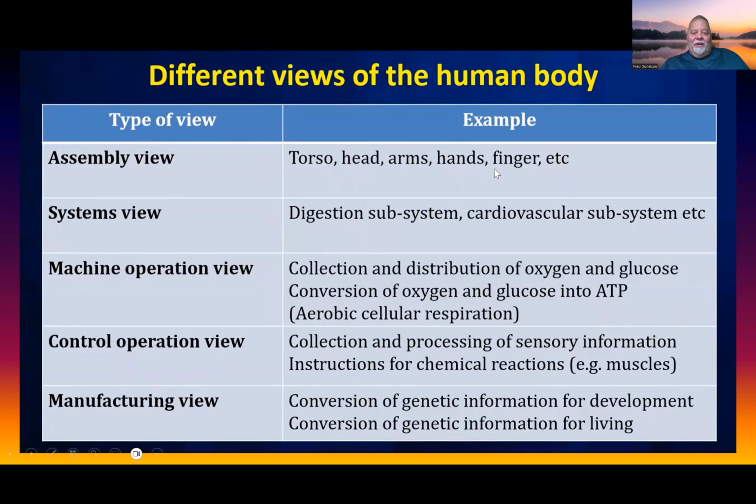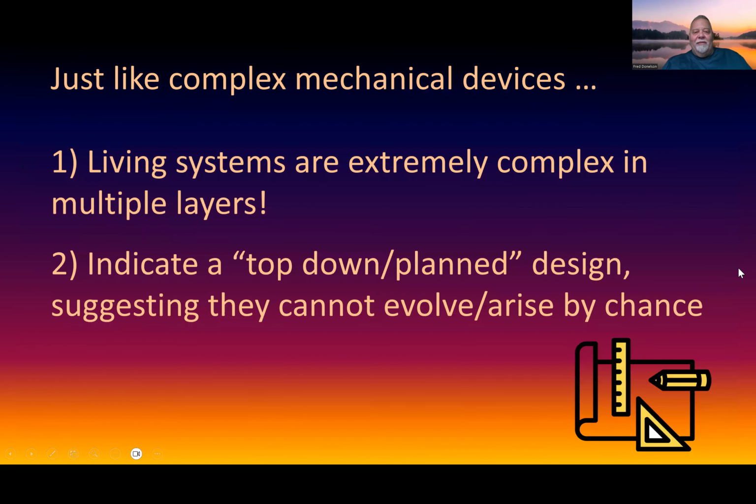And you could say the same things about even individual cells. So obviously, when we talk about complexity in life, we're talking about similar types of things to what we would have with complex engineering things. So just like complex mechanical devices, living systems are extremely complex, and they're complex in multiple layers. And because you have this genetic control and these genetic plans and information, it indicates a top-down or planned design, suggesting that it can't evolve or arise just by chance.